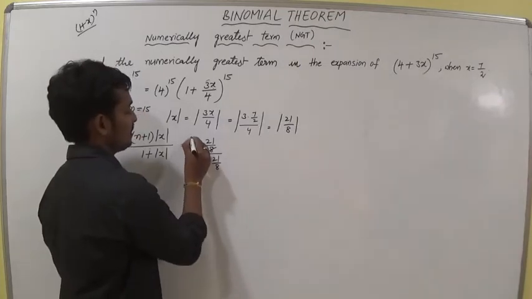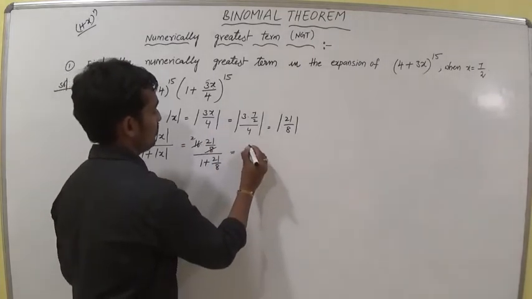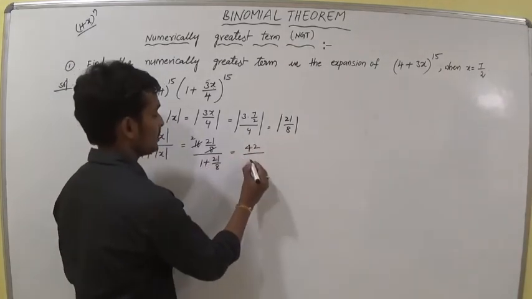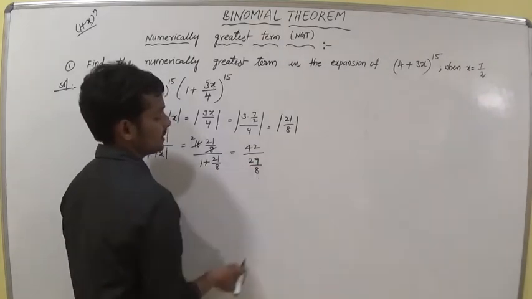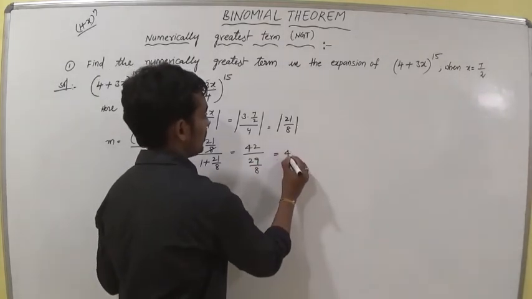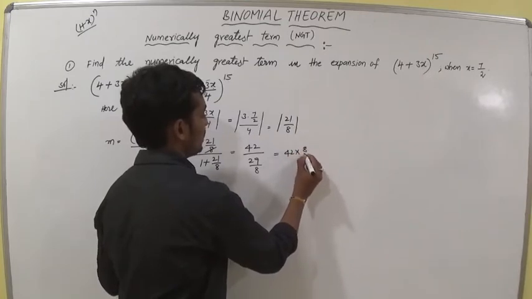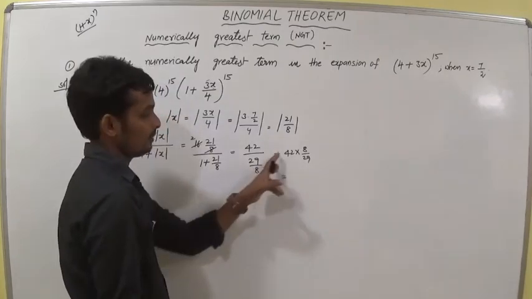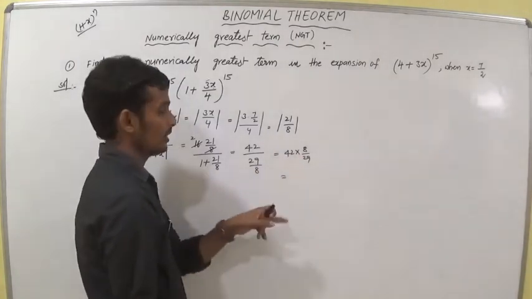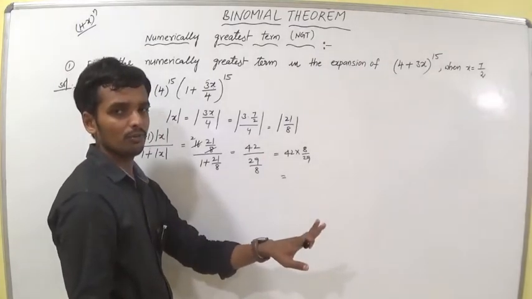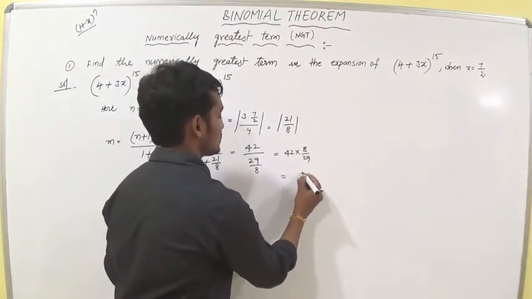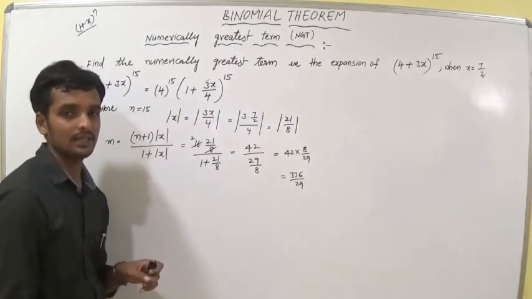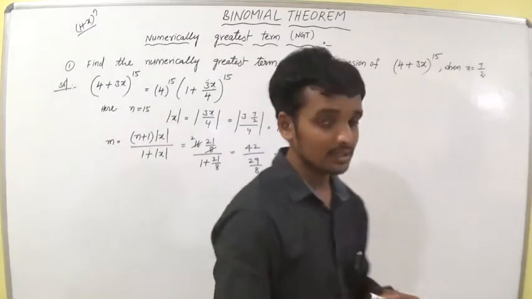This is cancelled by 2 times here. So that is equal to 42 by the denominator 8 plus 21, 29. So we are writing 42 into 8 by 29. Is that right or wrong? 42 into 8 by 29. No need to multiply; if you want to multiply, you can. So okay, change: 336 by 29. I hope you understand. The problems are like this.